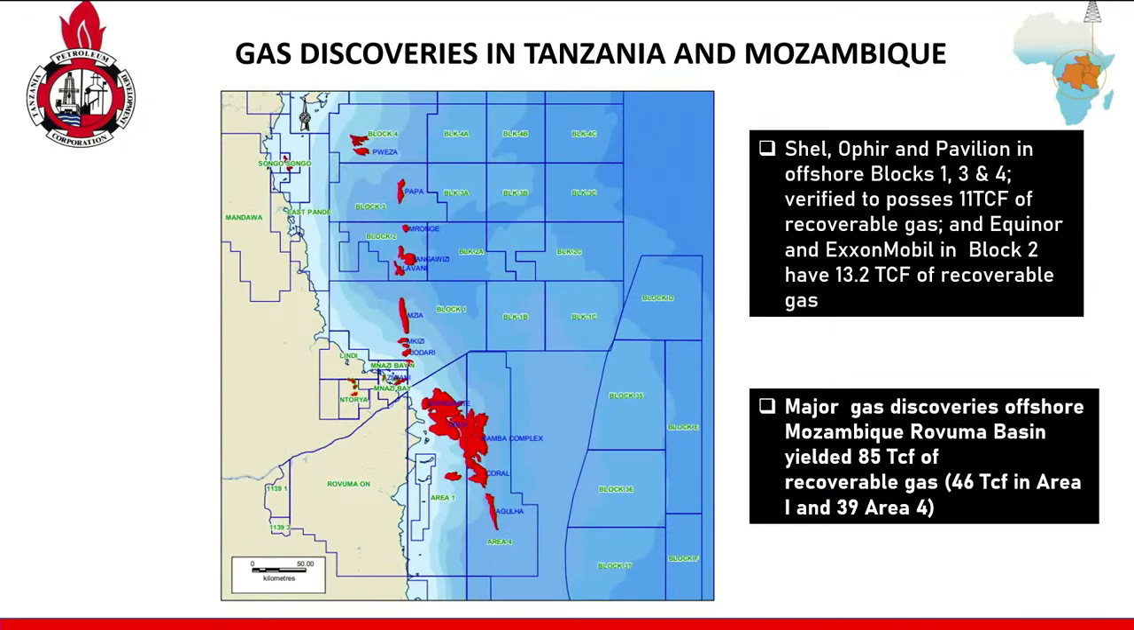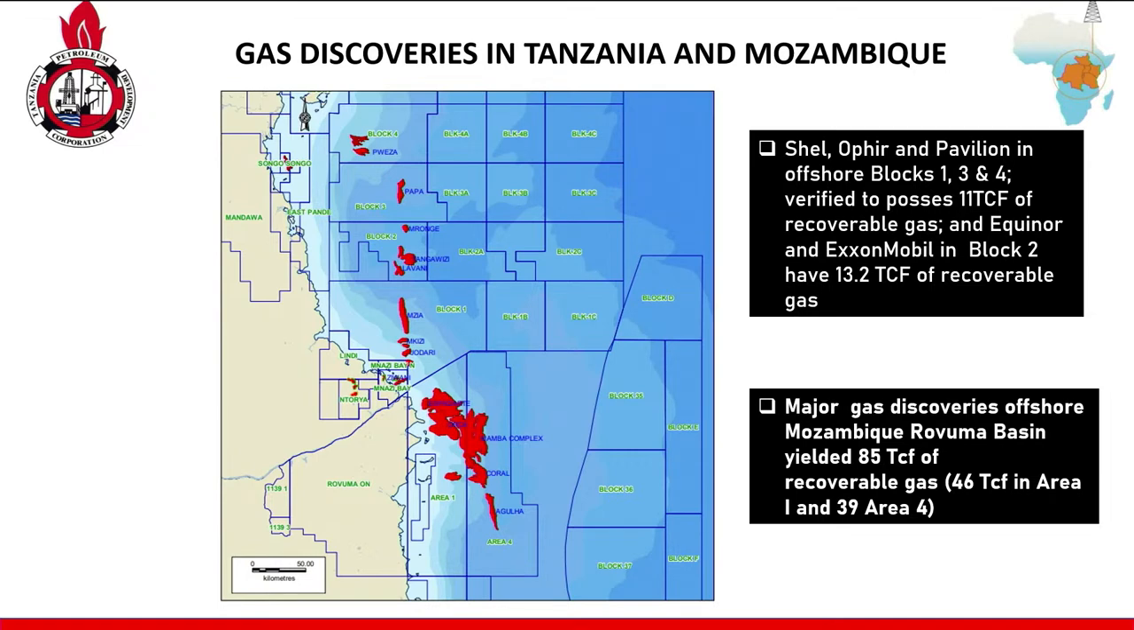Offshore Tanzania, especially the southern part of Tanzania, we have a good discovery of gas. And from the map, you can see we have four blocks there: block 1, 2, 3, and 4. We have discovered a lot of gas in that area.